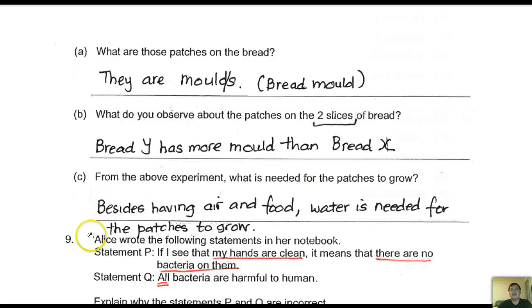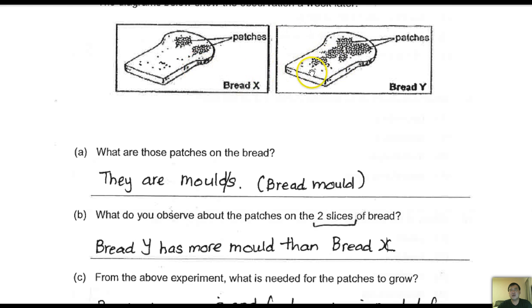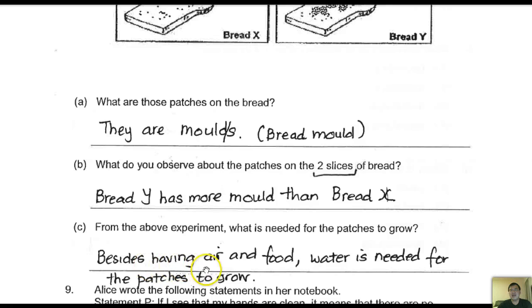Let's take a look again. So whatever is written here, obviously this experiment is talking about more water. This one, the bread probably already has some moisture in it. That is why the patches, the mold, grew over here because of that moisture. So besides having water, we put water besides having air and food. Obviously air is needed, food is needed, but water is also needed for these patches to grow.